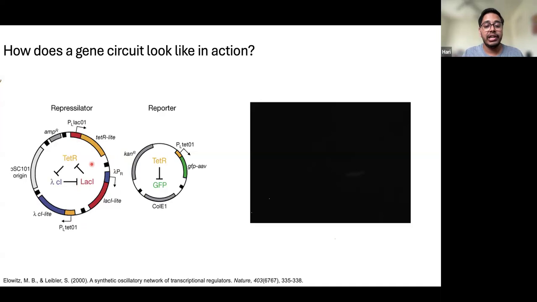And because of that, synthetic biology as a field is using engineering principles to design these gene circuits, and that's why synthetic biology emerged as an interdisciplinary field where we can use engineering principles and mathematical models to guide the design of different genetic circuits.